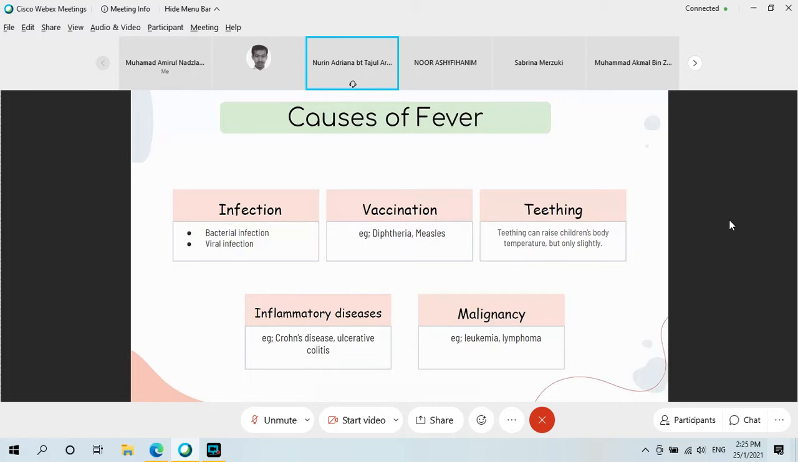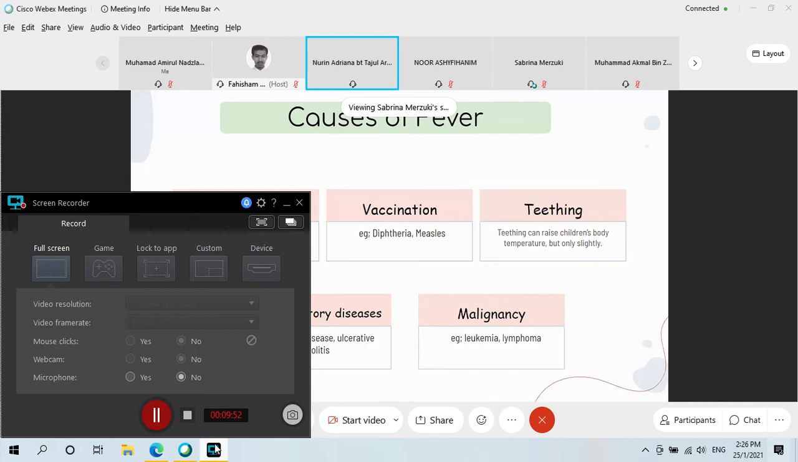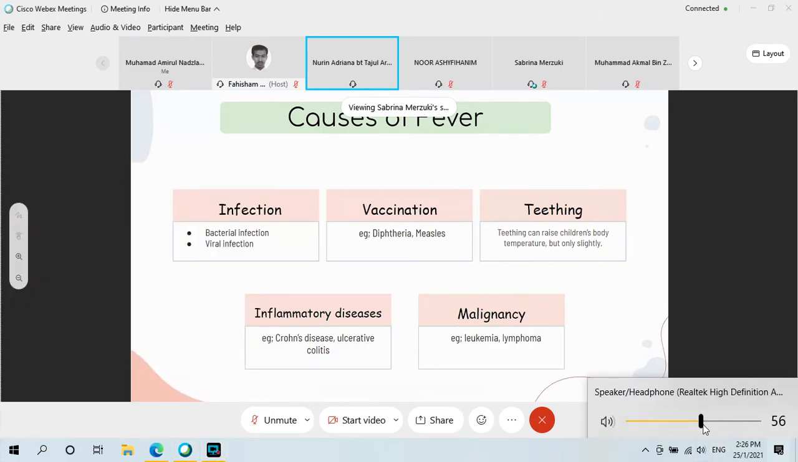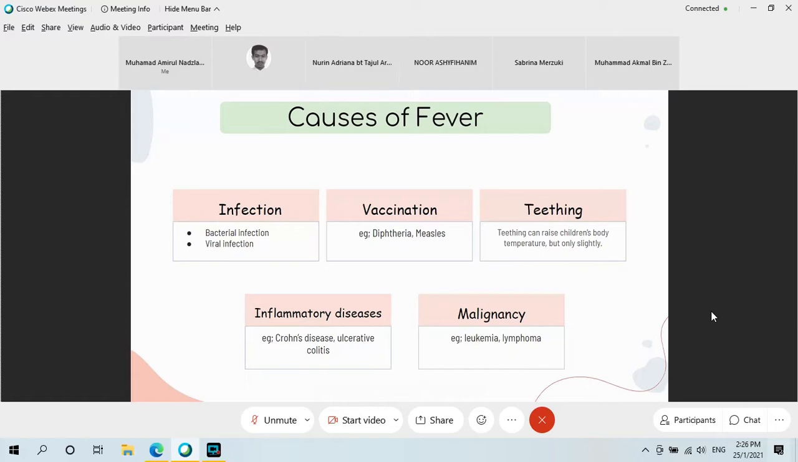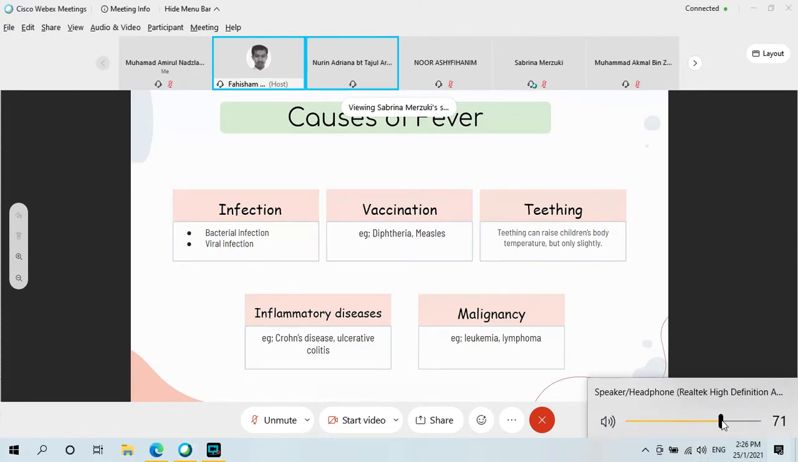And then third is teething. Teething can raise children's body temperature, but only slightly. And then fourth is inflammatory diseases like inflammatory bowel disease, such as Crohn's disease and ulcerative colitis, SLE, or Kawasaki disease. And then fifth is malignancy, like leukemia, lymphoma, and Ewing sarcoma that are common in children. Teething is just a low grade fever. It's not really a high grade fever that we are worried about.